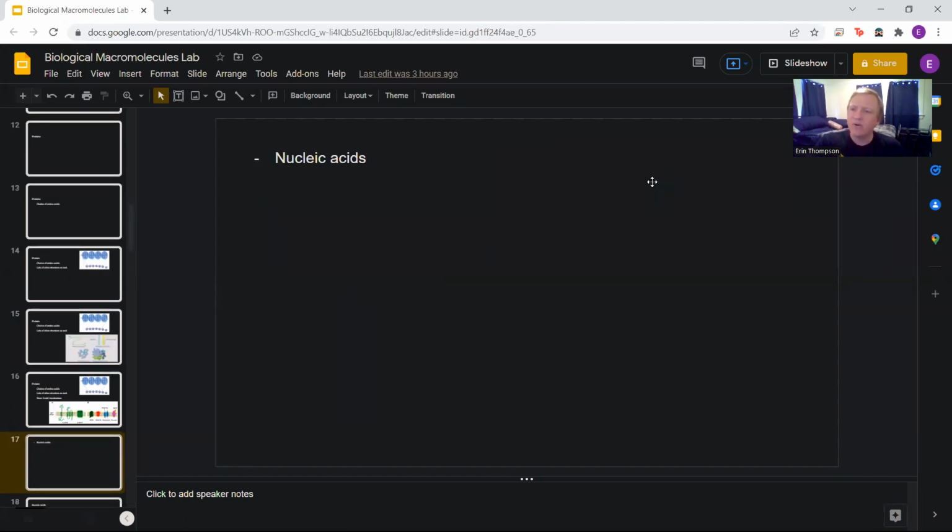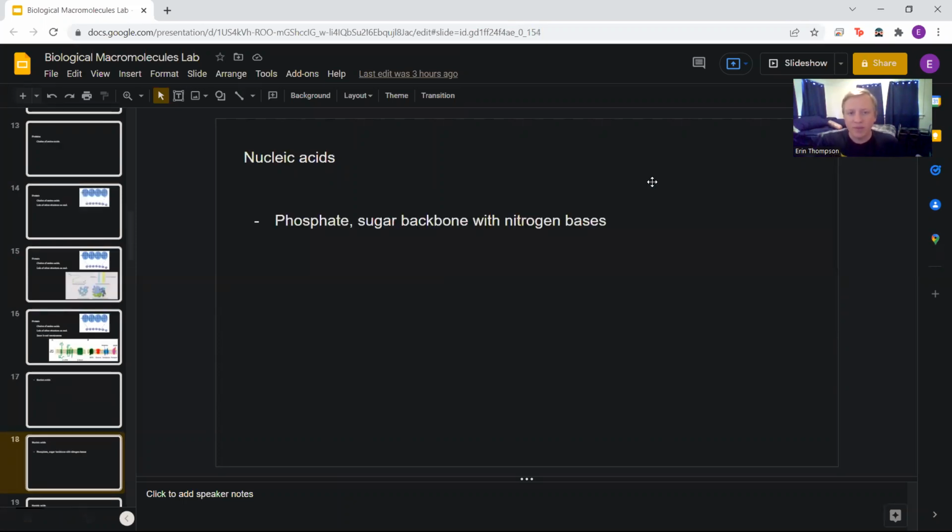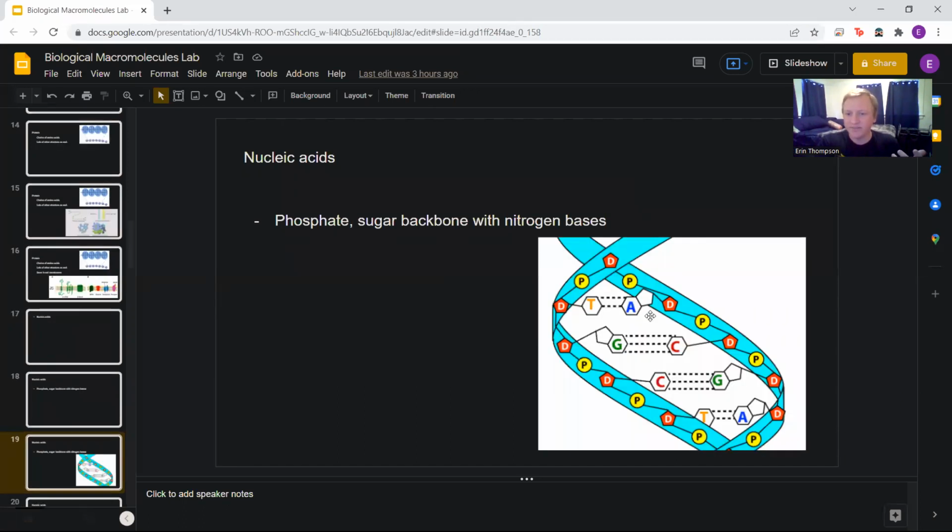The next category is nucleic acids, and hopefully you remember that it is a phosphate-sugar backbone with nitrogen bases. I don't know if you've seen this particular picture before, but it's phosphate, sugar, phosphate, sugar, phosphate, sugar, phosphate, sugar. That pattern is going to keep going throughout the entire molecule. And then you'll have nitrogen bases in the middle here, connecting the rungs of this double helix.